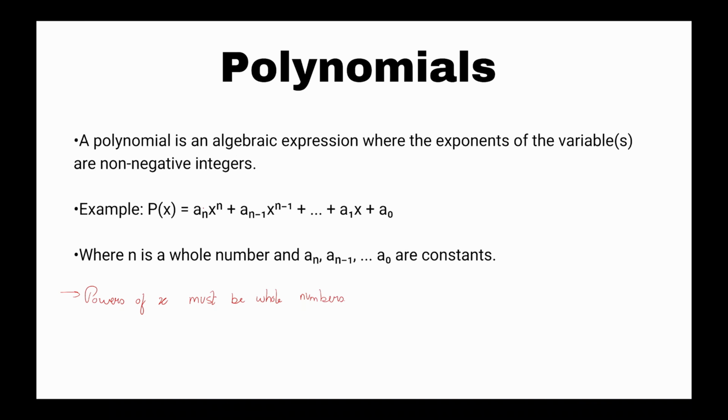Generally, they are in this format: a_n, where a_n, a_(n-1) up till a_0, these are all simply constants. So x to the power n plus x to the power n minus 1, and this goes up till x, and in the end we have x to the power 0. Again, x to the power 0 is 1, so we do not write it down generally. So this is what a polynomial looks like.